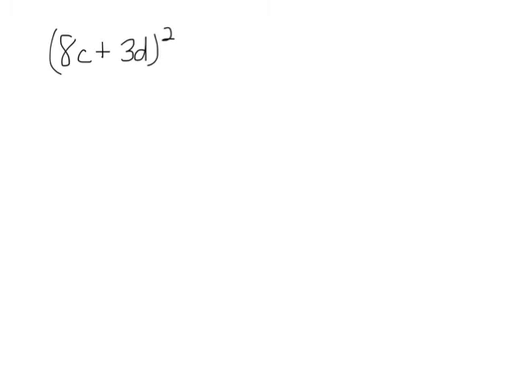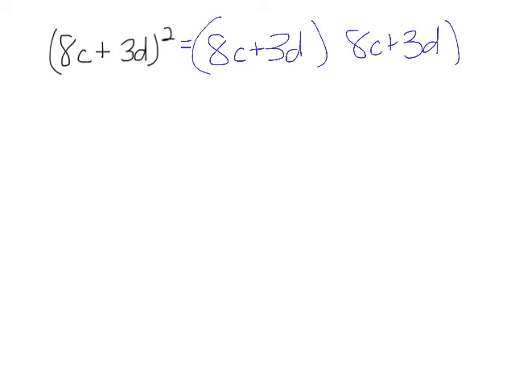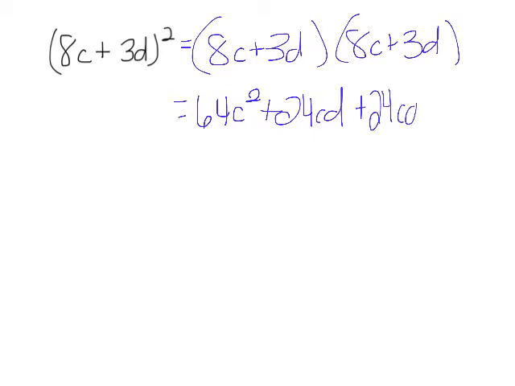For this example, I have (8C + 3D) all squared, so I have my polynomial squared. This is just like saying I have (8C + 3D) times (8C + 3D). At first I'm going to get 64C squared, plus 24CD, because I multiplied my coefficients and then I just leave my variables there, plus another 24CD, plus 9D squared.